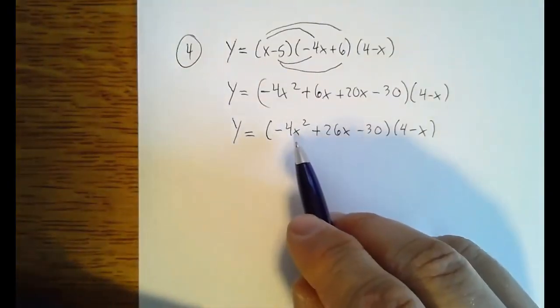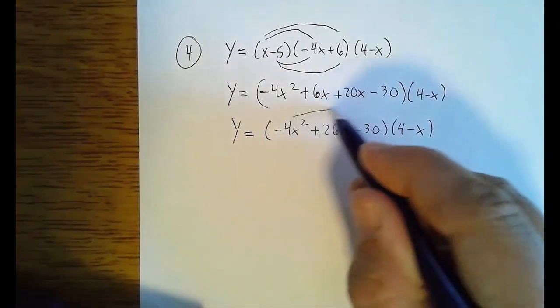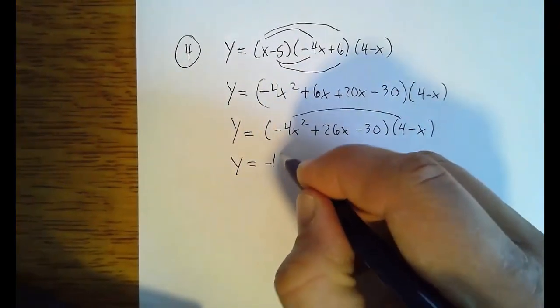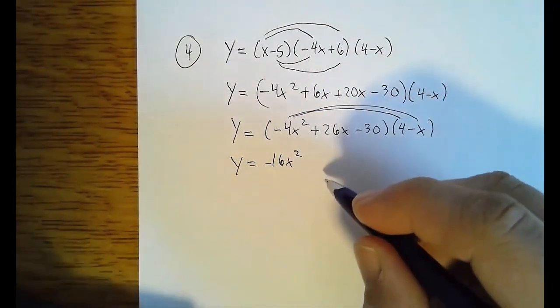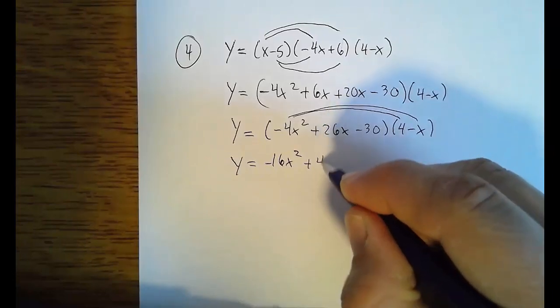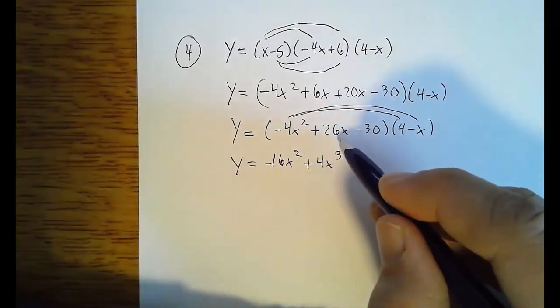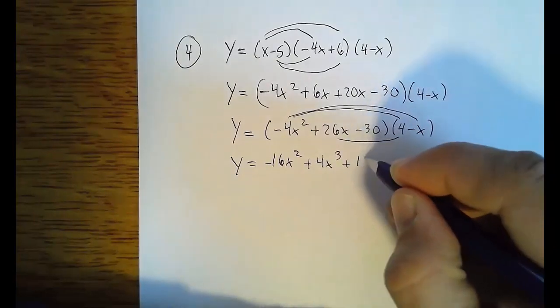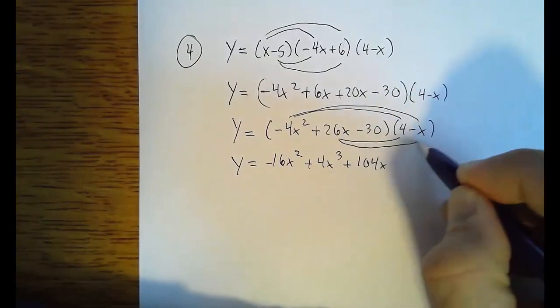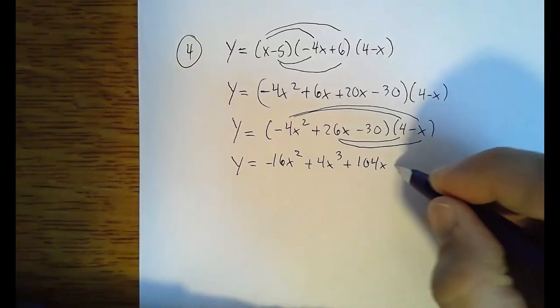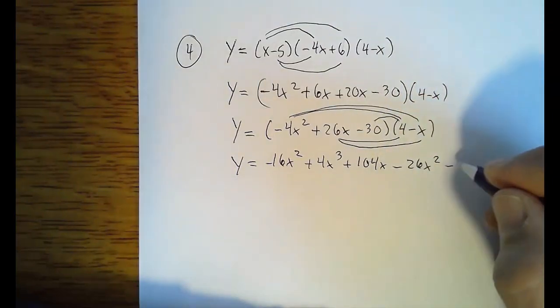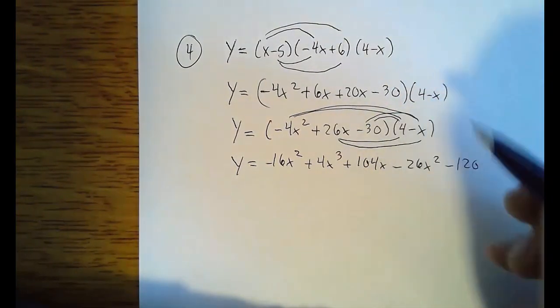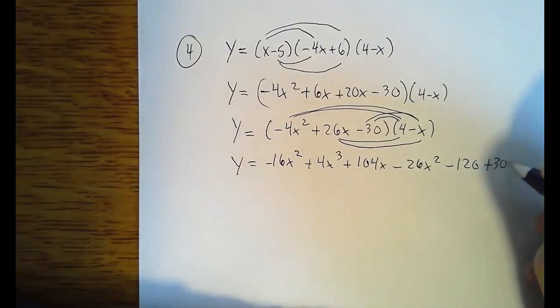And now when I multiply out this expression, I'm going to multiply out each term by term. So minus 4x squared times 4 is minus 16x squared. Minus 4 times minus x gives me a positive 4x cubed. 26x times 4 is 104x. 26x times minus x is minus 26x squared. Minus 30 times 4 is minus 120. Minus 30 times minus x is positive 30x.